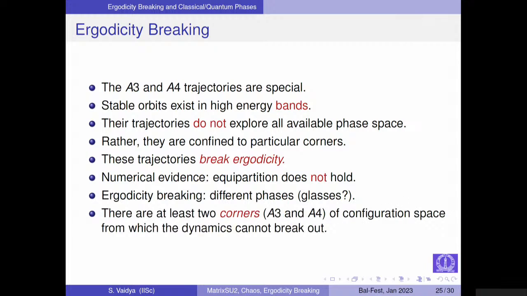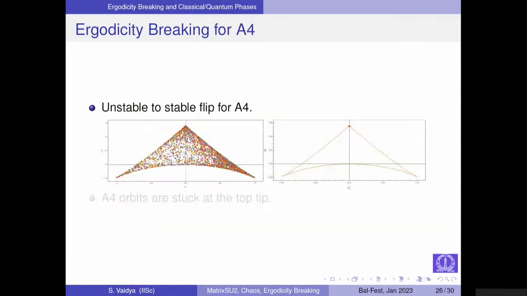Now, there are at least two corners, one for A3 and one for A4, of the configuration space from which the dynamics doesn't break out. It gets stuck in these corners. So what I want to show you is some version of a Poincare section. This arrowhead, if you like, is a particular way of representing the configuration space, and I don't have too much time to go into that.